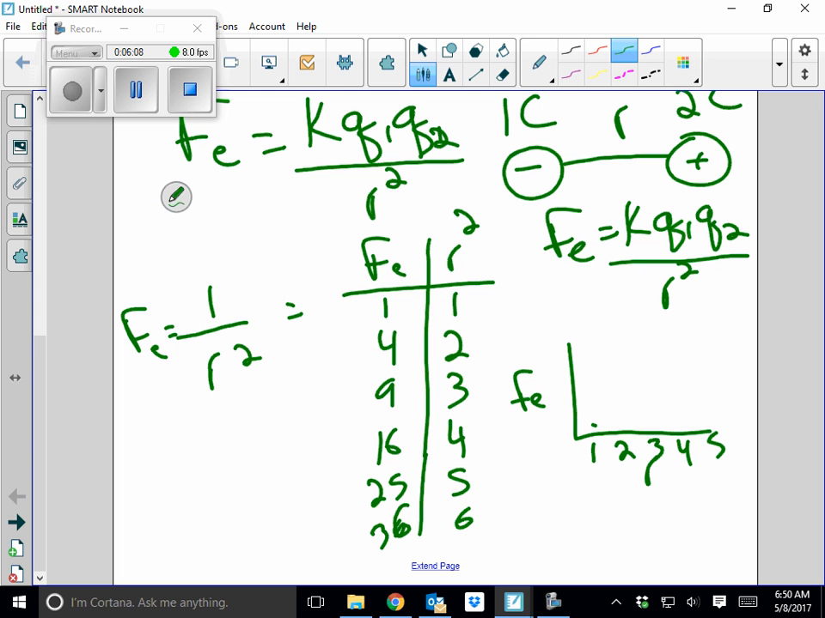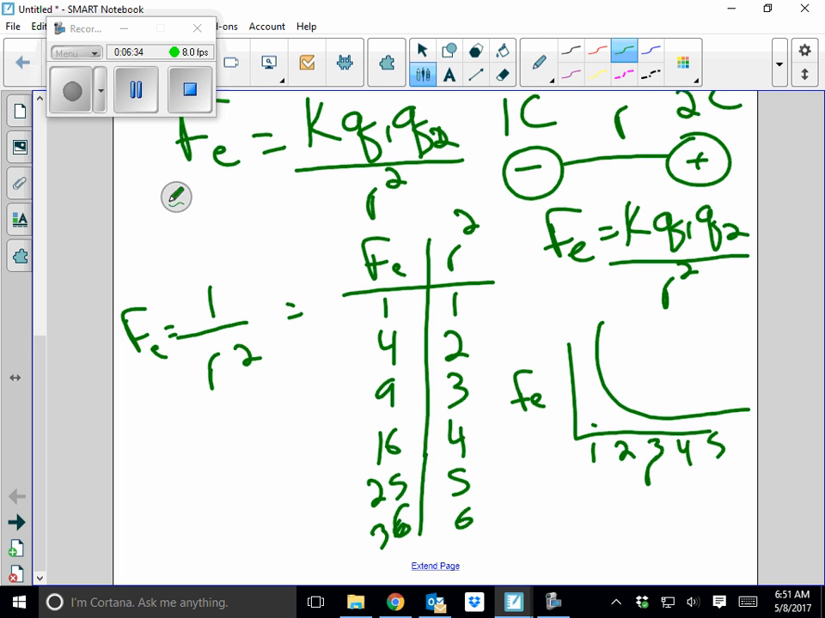So the graph should look like this. The force should drop exponentially, and that's not what my graph shows. I think it's because I have my axis backwards. Because remember, it drops by a factor of 4 if it's squared, or by a factor of 9 if it's quadratic. So I think I just messed up my axis.